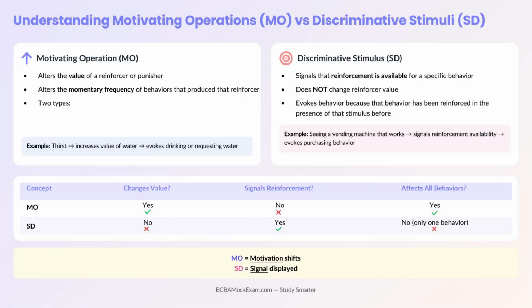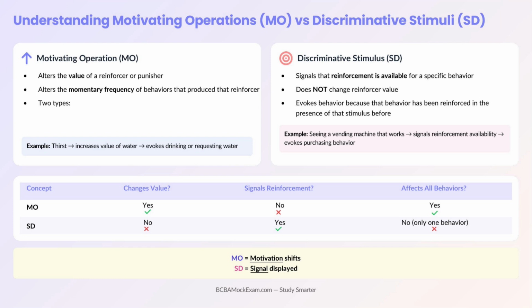Motivating operations change the value of a reinforcer or punisher, and they shift how often behaviors occur that have produced that outcome before. They can either increase value or decrease it. When thirst increases the value of water, behaviors like drinking or asking for water become more likely because water is momentarily more important. Discriminative stimuli work differently.